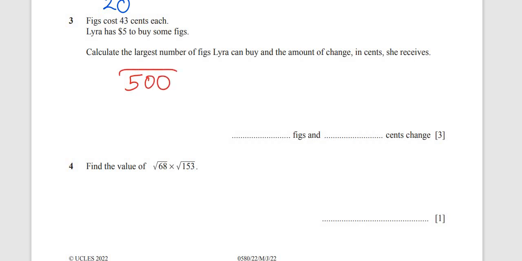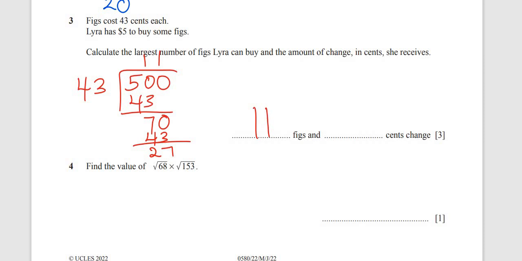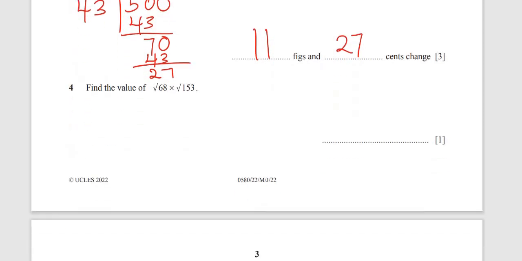So we have to divide that by 43. So what you get is 1, then remainder of 7, we drop the 0, so 1 again, then the remainder is 27. So that means Lyra can buy 11 figs and she's going to get 27 cents as change. Then we can move on to question number 4.